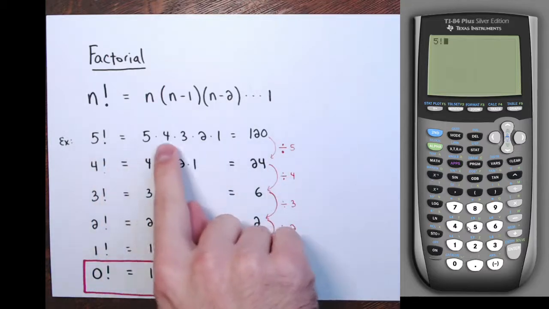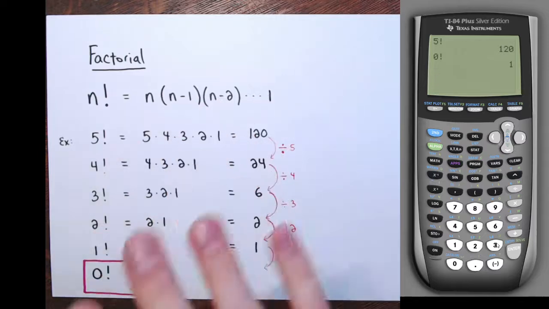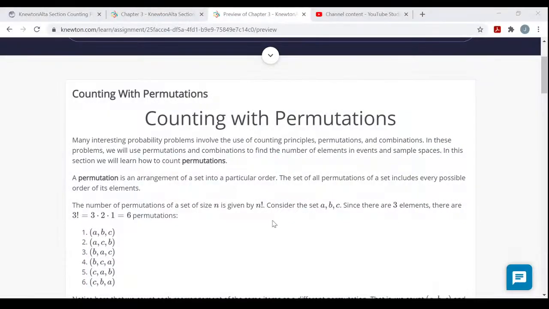And according to what I've written here, it's 5 times 4 times 3 times 2 times 1. That's 120. Right. And as I said, even your calculator has it entered in. 0 factorial is 1. Right? Defined to be 1. So be careful with the 0 factorial. All right. So this is factorial notation that they're mentioning here.